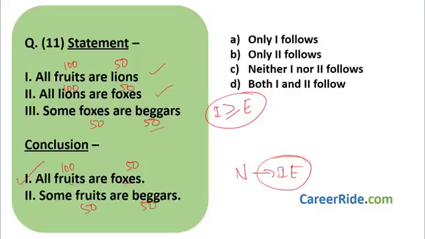Next, fruits and beggars. Some fruits are beggars. Fruits is over here, and beggars is over here. Now the difference between them is what? Here they don't have anything common. Here it is lion and here it is foxes. Now there is another sentence in between where you have lion, lion common, then fox, fox common.